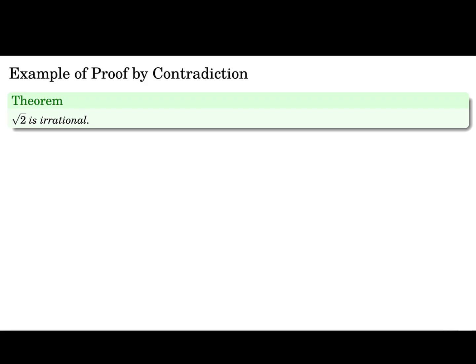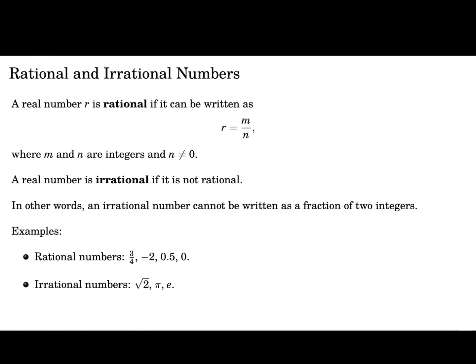And we've made this point before. You cannot prove something if you do not know the definitions. It's just impossible because you need to use them in the proof. So let's look at that. What are rational and irrational numbers? A real number is rational if it can be written as a fraction m over n, where m and n are integers and n is different than 0.